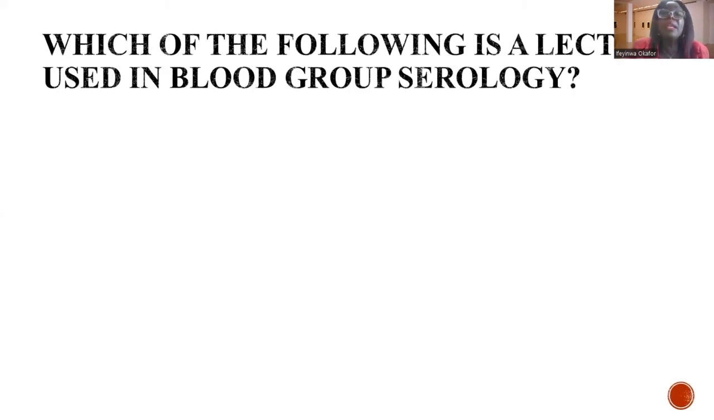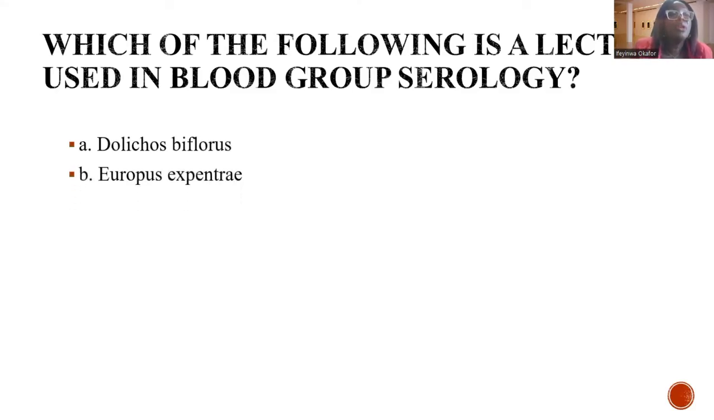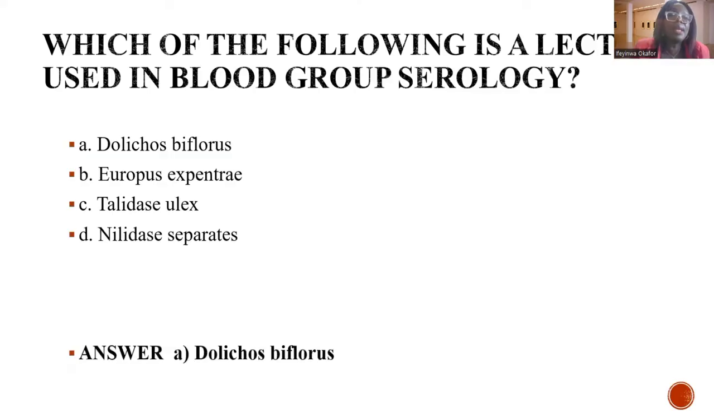Which of the following is a lectin used in blood group serology? We have Dolichos biflorus, and the other options. Answer is A, Dolichos biflorus.